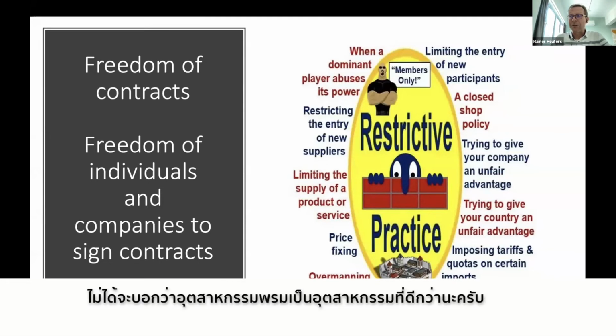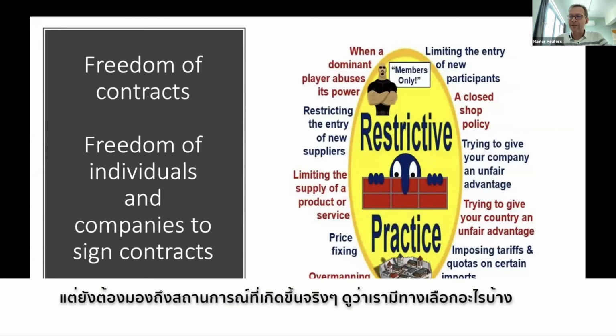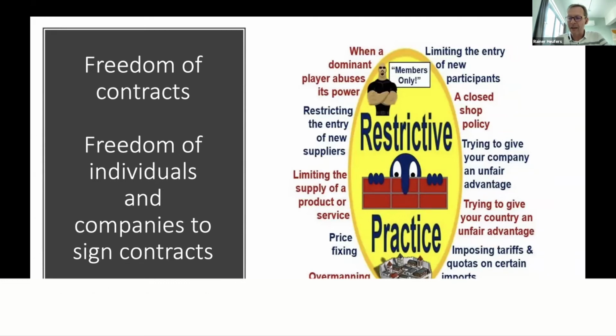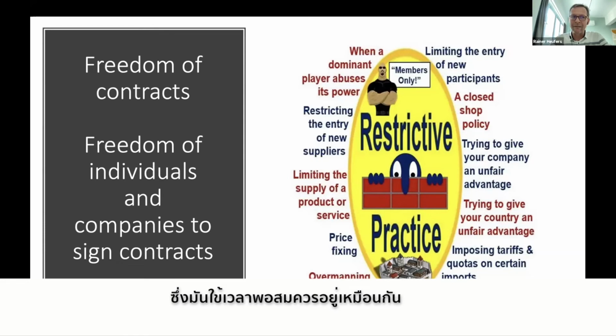So I'm not saying the carpet industry is better, but what we need to look at is not ideally what everybody should have, but the realistic scenario of what the alternatives are, and then try to improve the livelihoods of people within their means. And it takes time. It really takes time.